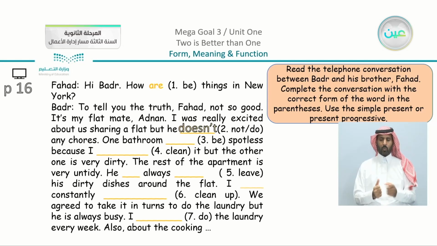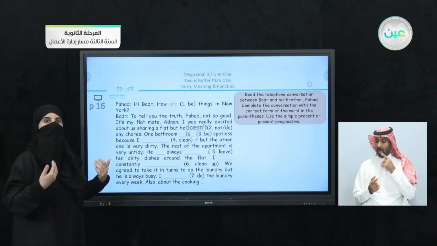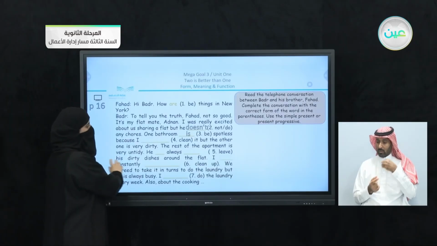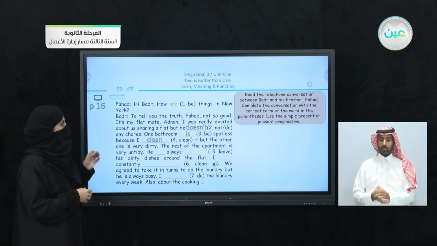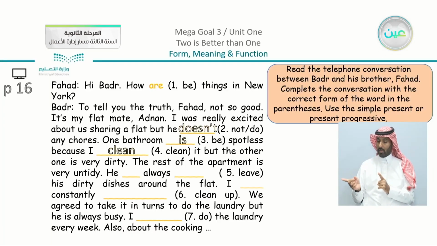One bathroom be spotless because. Now here, what can I say? I can say is spotless, which is present simple. We have here, it is spotless because I clean it, but the other one is very dirty. Now this bathroom is clean. It is spotless because what do you write here? We can say I clean. So actually it doesn't change. But the other one is very dirty.